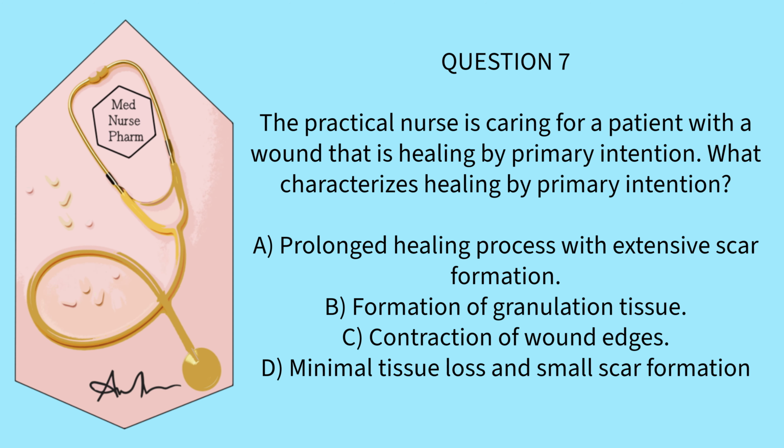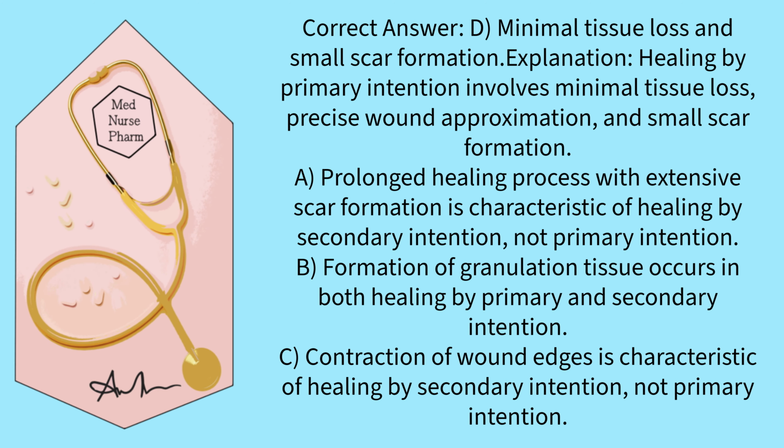Pause the video and select your answer. If you chose option D, you are correct. Minimal tissue loss, and small scar formation. Healing by primary intention involves minimal tissue loss, precise wound approximation, and small scar formation.